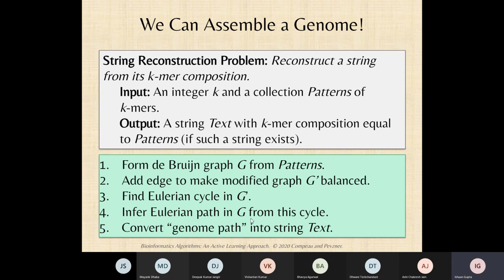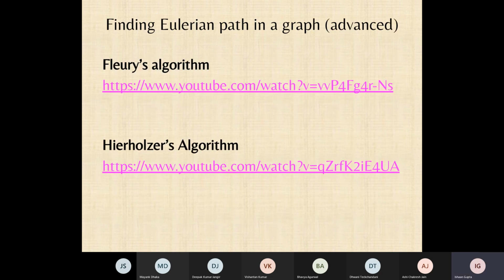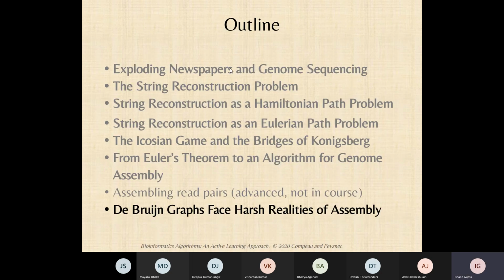So basically, so far this was the outline, and this is what I've covered in this particular module. There is something called assembling of read pairs, which you can follow in the textbook. This is an advanced part, so I'm not going to ask questions about it, but it follows exactly the same ideas as I've introduced on single k-mers. The idea there is that instead of having a single k-mer or a single read, you basically have a read that can be read from two parts.